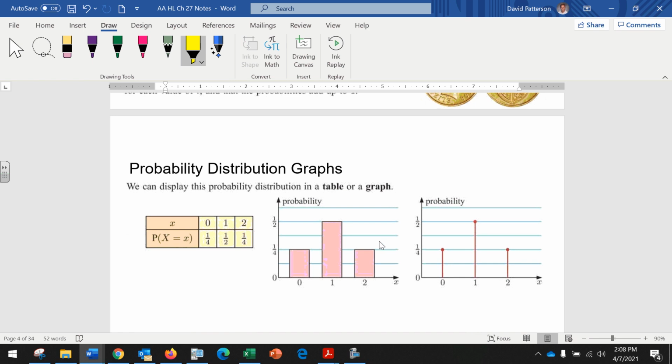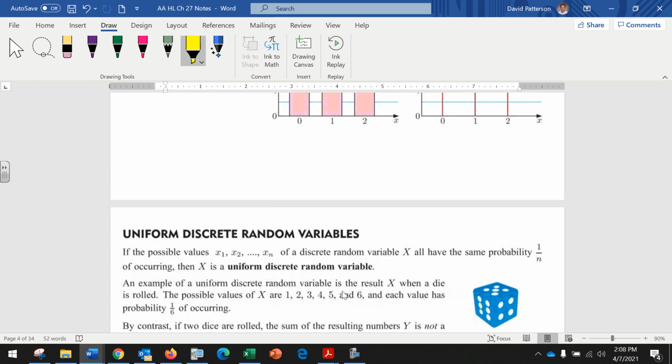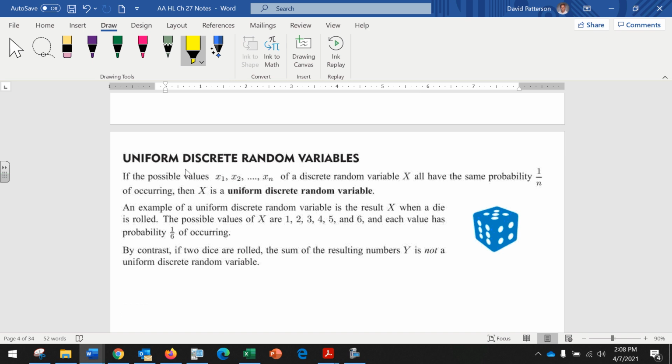All right? We can represent these in a table as we see here with the x values and the probabilities associated. We can represent them in a column graph or in a spike graph. If we have a uniform discrete random variable, then we're basically thinking about the word uniform. That means everything's the same, right? So if we have a uniform discrete random variable, that's like rolling a die, right? Each one of those outcomes, 1 through 6, are equally likely, so that's a uniform random variable.